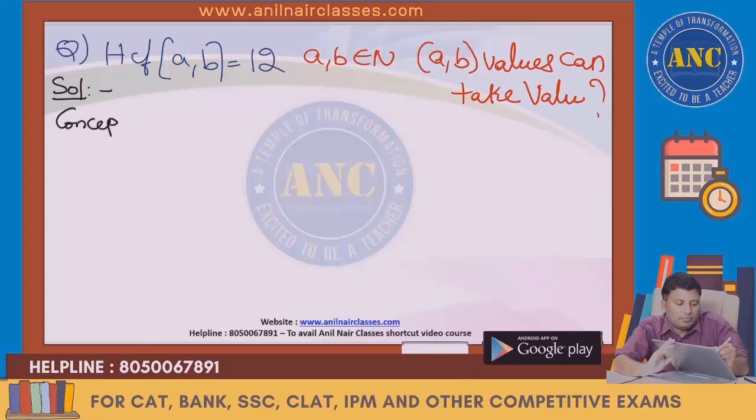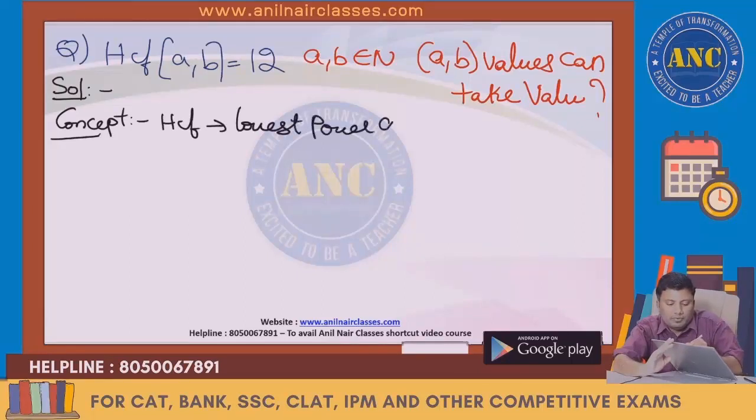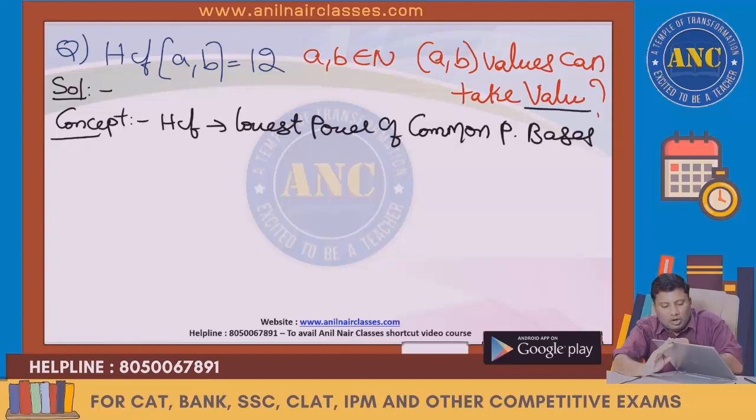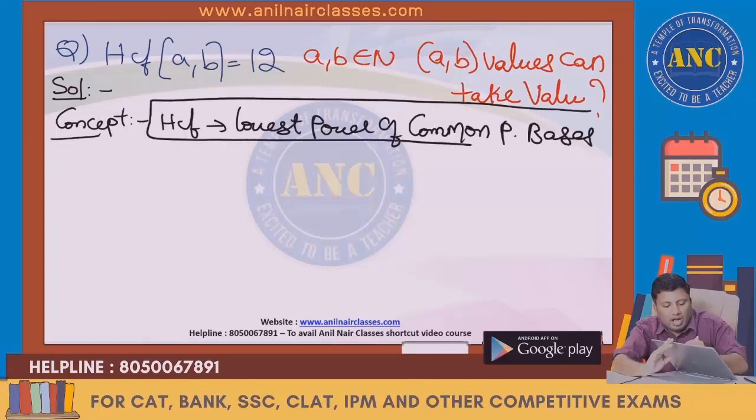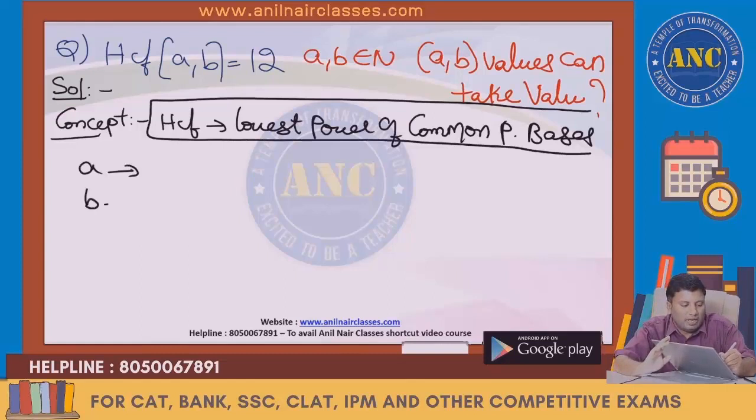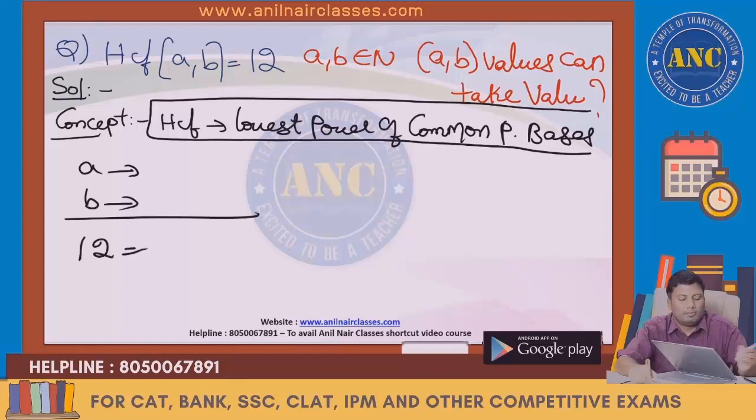Concept. HCF always takes the lowest power of the common prime basis. A we don't know, B we don't know, but we know the HCF of two numbers is 12, which is 2 square into 3 power 1.